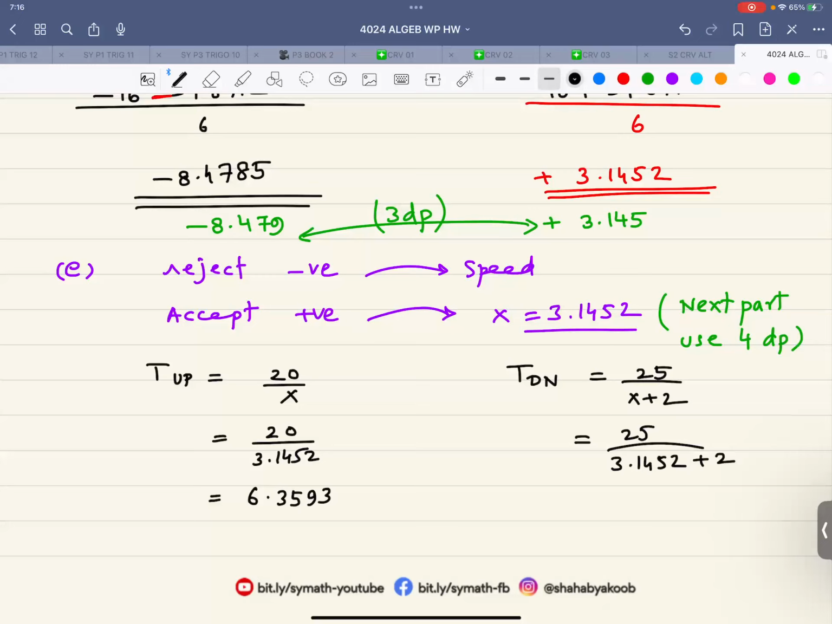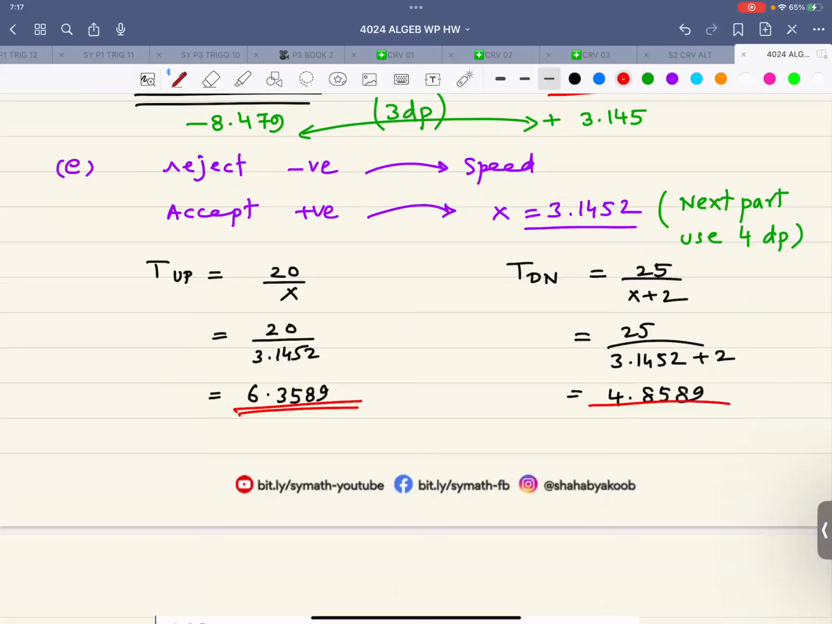And let me double check the accuracy. That is 20 divided by 3.1452. That is 6.3588. That becomes 8 now. And this is 25 divided by 3.1452. This comes out to be 4.8589. Also, I'm just double checking that the time difference is still 1.5 minutes. So I'm just writing the time difference. This is just a double check. That is 4.8588 minus 6.3589, just taking the absolute value. Yes, it's exactly 1.50000 minutes. That is all good.